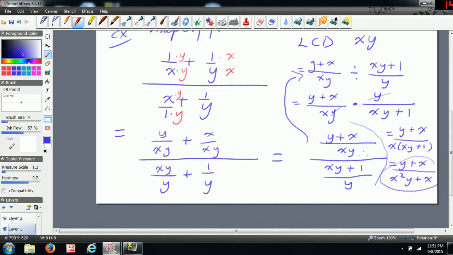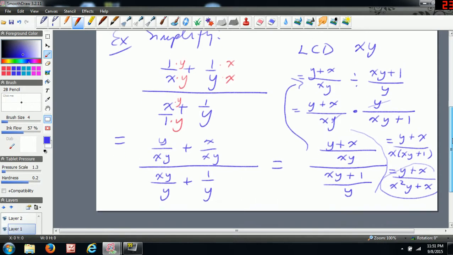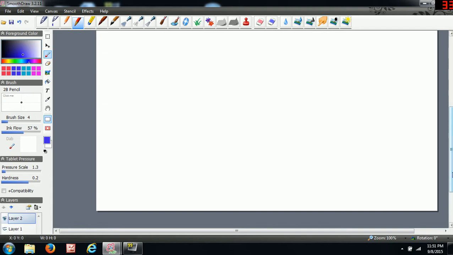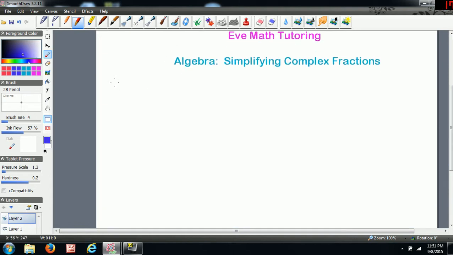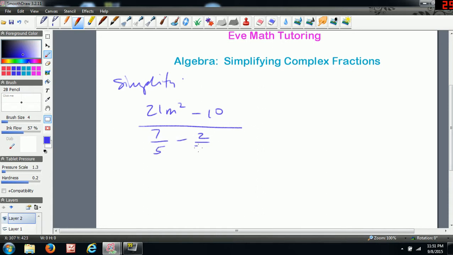So that's how you would simplify something like the following. A lot of steps, but pretty straightforward. We can try one more example. Let's try the following one. Simplify 21m squared minus 10 all over 7 over 5 minus 2 over 3m squared.